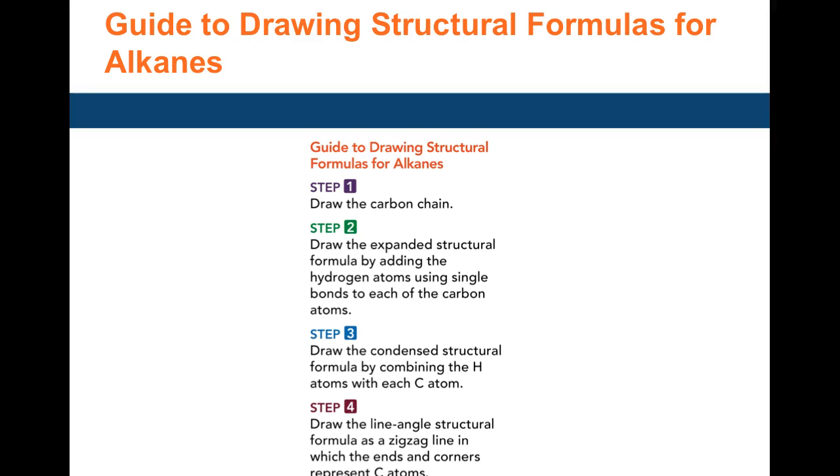So how do you draw these structural formulas when you're given the name? First, start with drawing the carbon chain. If you're given the name hexane, draw out 6 carbons all connected together as a continuous chain. Then you can go about adding the hydrogens, 3 at the ends, 2 to the middle carbons. Once you have the condensed structural formula or the expanded structural formula, then you can go about drawing those line structures.